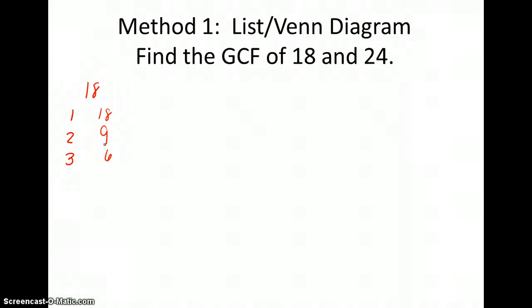Then I go ahead and write a list of the factors for 24. 1 and 24, 2 and 12, 3 and 8, 4 and 6. 5 is not a factor of 24. 6 is, and it's already on my list on the right side, so I know I'm done. Then I write out my lists.